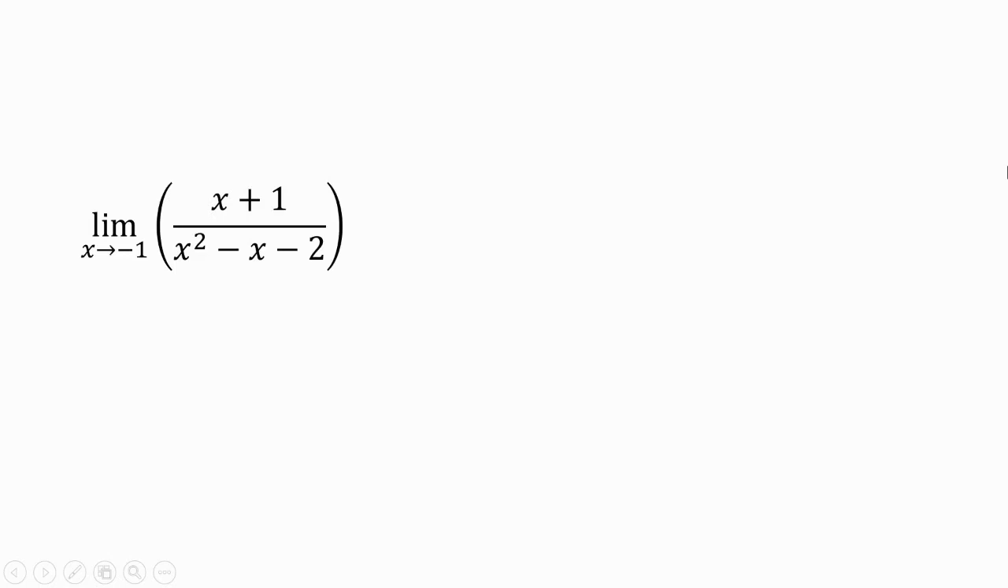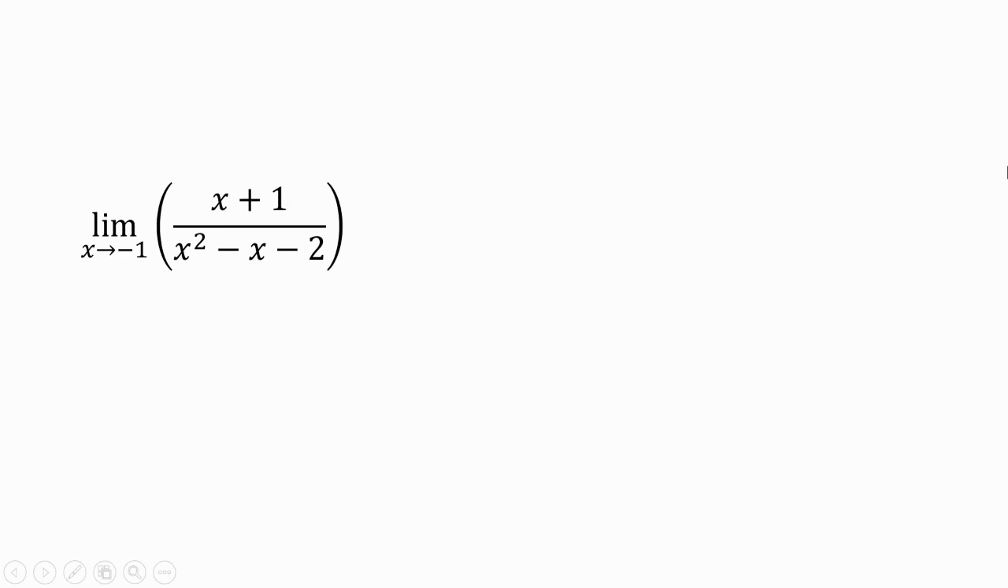Let's look at trying to find the limit of x plus 1 over x squared minus x minus 2 as x approaches negative 1. Now, there's multiple ways that we can find a limit. In this video, we're going to talk about direct substitution, graphing, and making a table. So the best one, I think, is trying to use direct substitution.